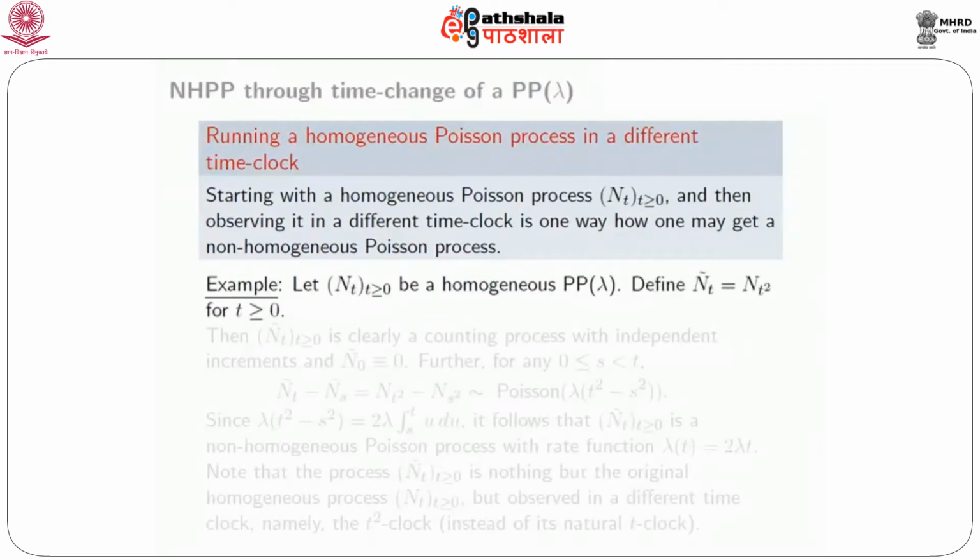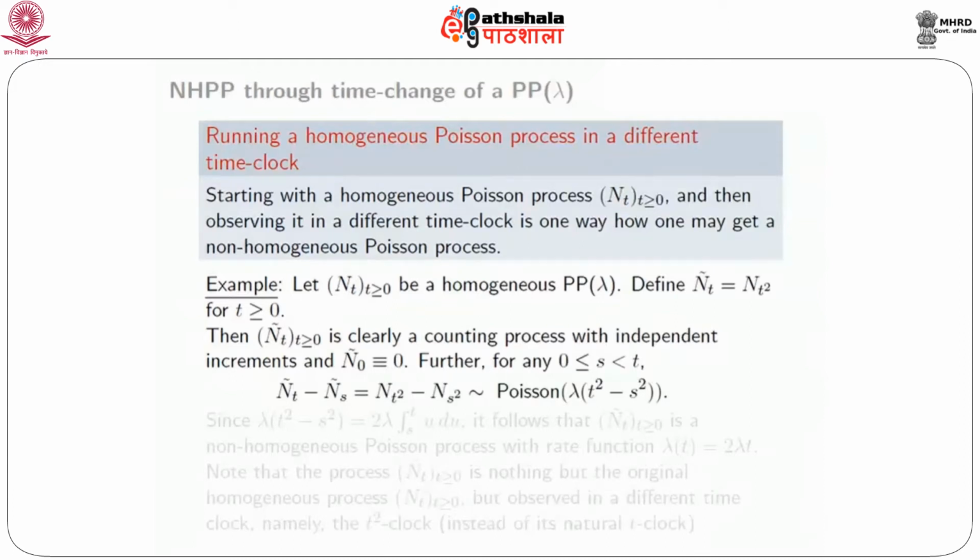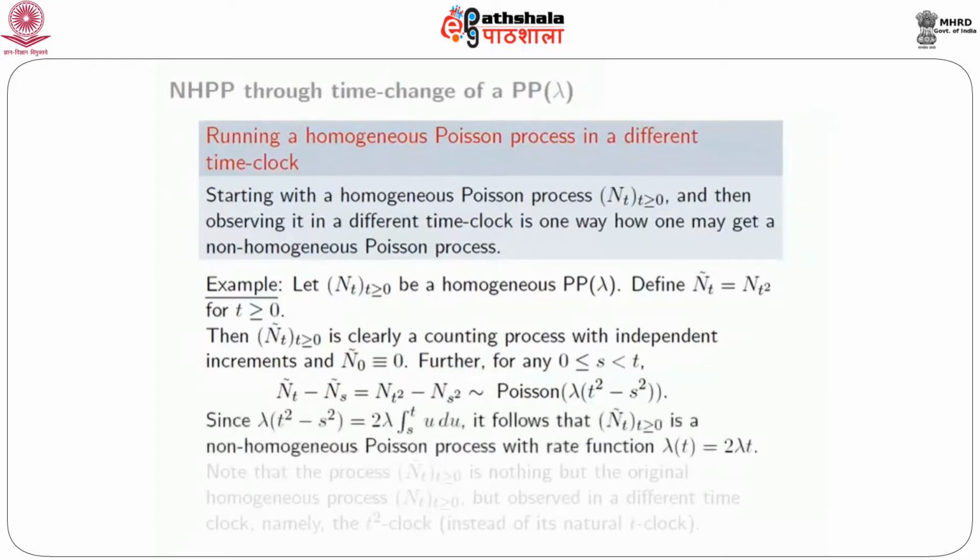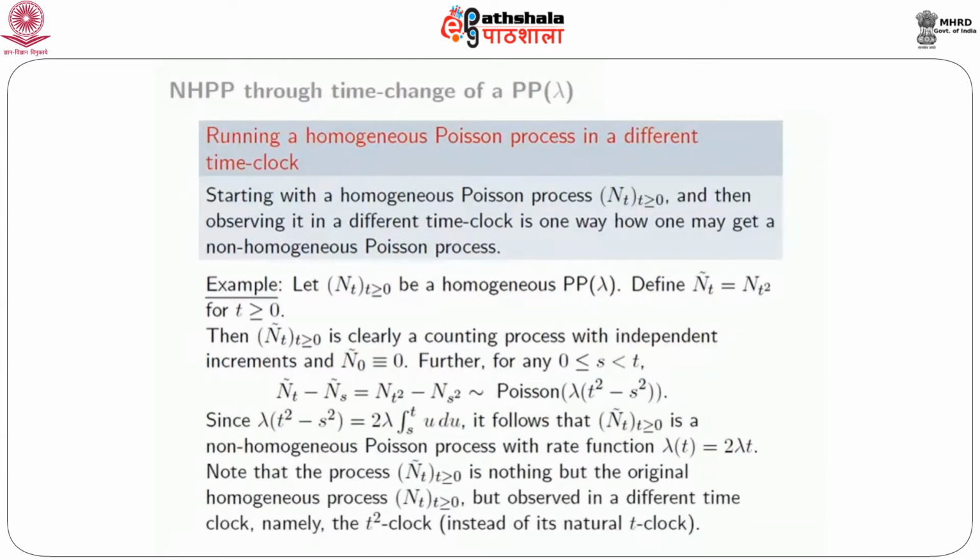Let N(t) be a homogeneous PP(lambda). Define N tilde(t) to be not N at t but N at t square, for t greater than or equal to 0. Then you agree that N tilde(t) is a process defined for all t greater than or equal to 0. It's also clear that N tilde(t) is a counting process, because again it would be increasing with t through step paths, and each time there is a jump of size 1, starting from 0 and increasing by jumps of size 1. So it's a counting process, and N tilde(0) is 0.